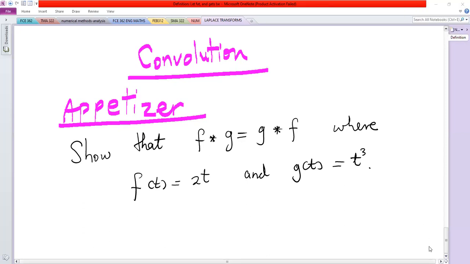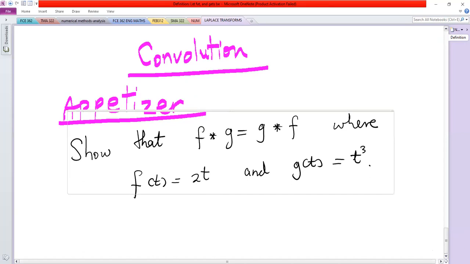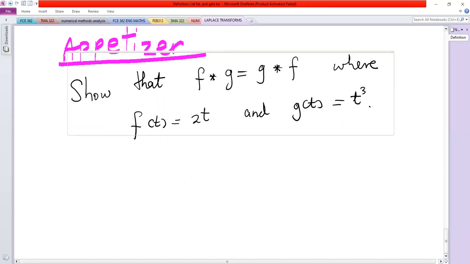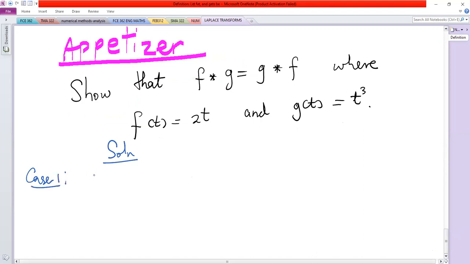From the word go, let's define the convolution of f and g. Solution, case 1. So case 1 is to show f star g. By definition, f star g is given by the integral from 0 to t of f of t minus v multiplied by g of v, dv.